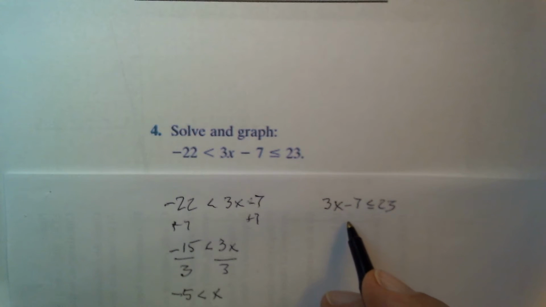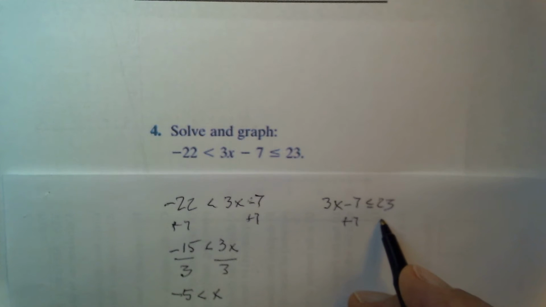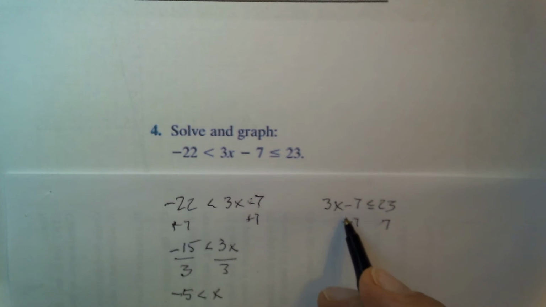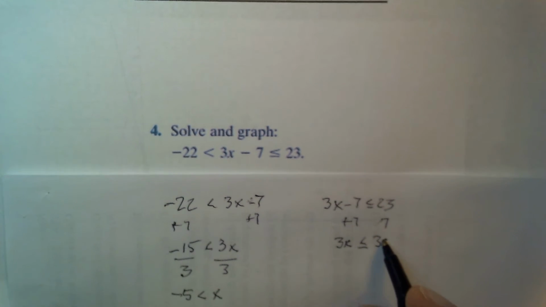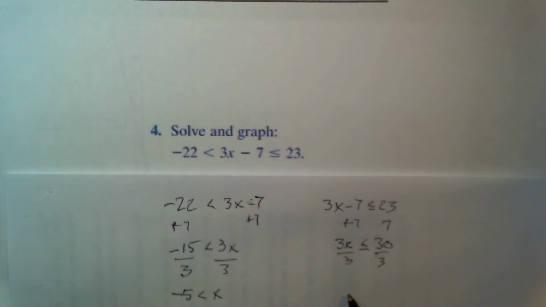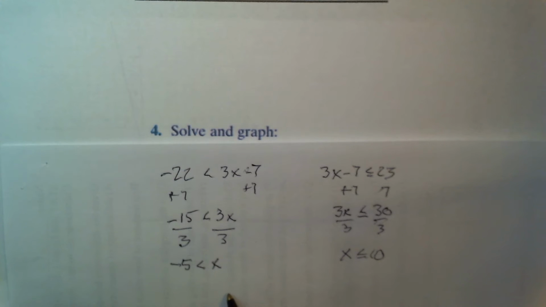Then on the other side, we would add 7, and then we only have 3x here, and 23 plus 7 is 30. Then we divide both sides by 3, so we have x less than or equal to 10. So we can combine these two statements as minus 5 less than x less than or equal to 10. Okay?